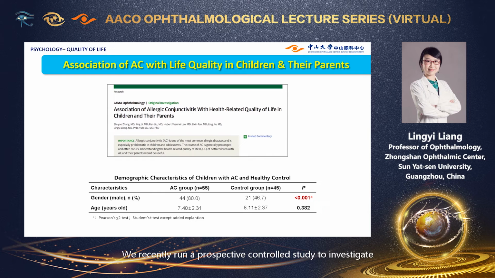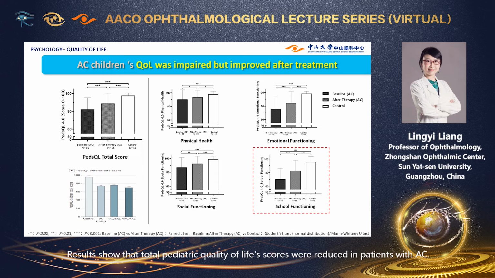We recently ran a prospective controlled study to investigate whether there is an association of AC with life quality in children and their parents, and our study has recently been accepted by JAMA Ophthalmology. Results show that total pediatric quality of life scores were reduced in patients with AC. The reduction in health-related quality of life was more severe in children with VKC, AKC than those with SAC, PAC.